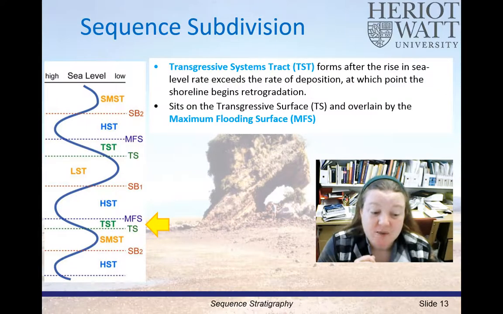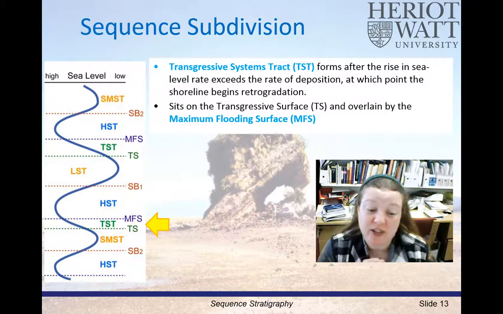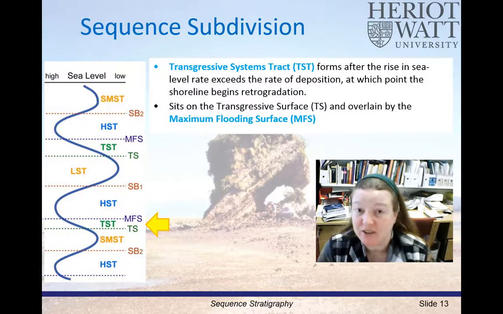A transgressive systems tract forms after the rate of sea level rise exceeds the rate of deposition, at which point the shoreline begins to retreat landwards, retrogradation. Transgressive systems tracts are often condensed with low rates of deposition, since deposition is concentrated on the shelf and is not being transported basinwards due to the rapid rate of shoreline migration landwards. Common indications may be to see an increase in glauconite concentrations, carbonate content, and bioturbation throughout the transgressive systems tract. A TST sits on the transgressive surface and is overlain by the maximum flooding surface, which represents the maximum landward migration of the shoreline.